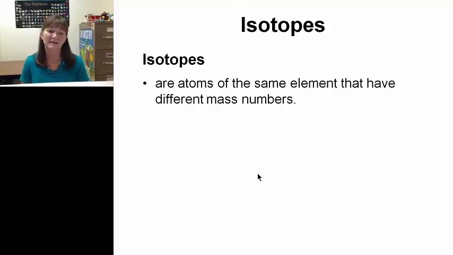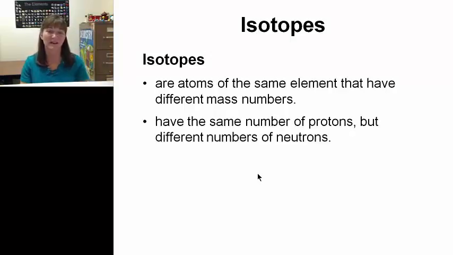Isotopes. They are defined as atoms of the same element that have different mass numbers. So, same element, different numbers in the upper left-hand corner. Another way of saying that exact same thing is isotopes have the same number of protons, because they're the same atom, but they have a different number of neutrons.